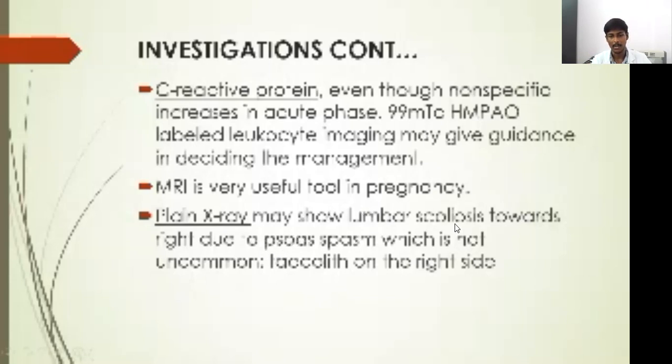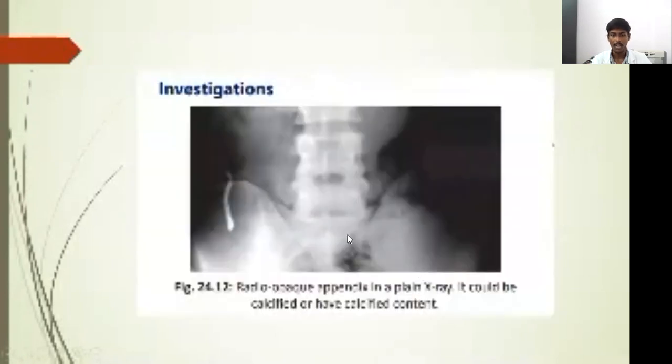Plain X-ray may show lumbar scoliosis towards the right due to the psoas spasm, which is not uncommon, and a fecolith on the right side. And this is the radio-opaque appendix in a plain X-ray. It could be calcified or have calcified content. See this radio-opaque appendix in plain X-ray.